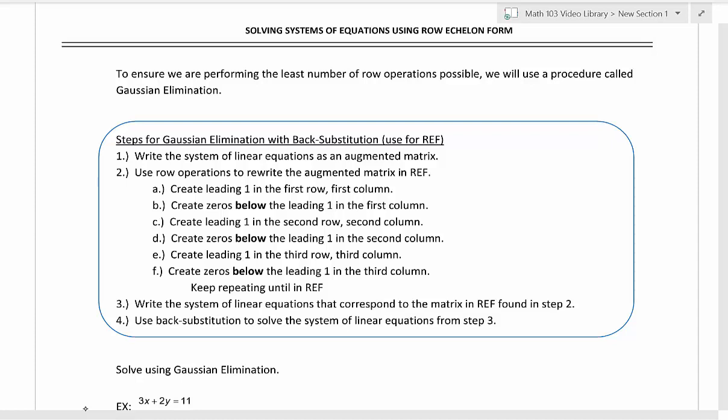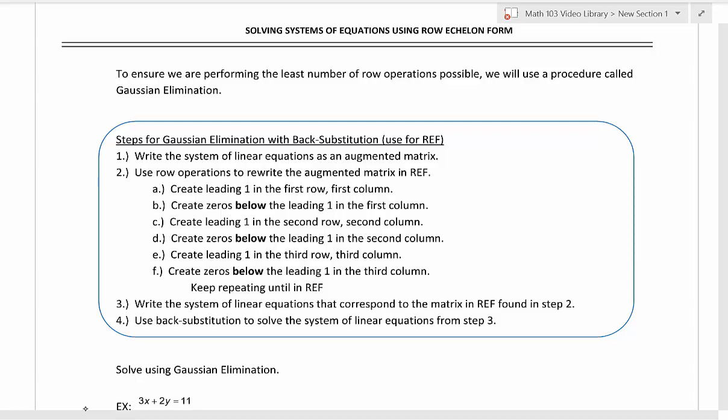We're going to start by writing the systems of equations as an augmented matrix. Then we're going to perform one of our three legal row operations to rewrite the augmented matrix in row echelon form. And we're going to do it as follows. We'll start by creating a leading one in the first row, first column. Then we'll create zeros below the leading one in the first column.